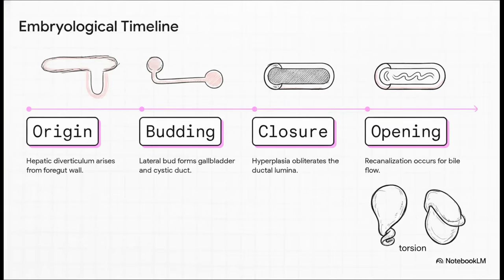It all starts when the hepatic diverticulum arises right from the ventral wall of the foregut. It elongates into a stalk, which forms the common bile duct. Then a lateral bud branches off, and that becomes the gallbladder and the cystic duct. During development, tissue hyperplasia actually completely obliterates the lumen of these tubes, and they must subsequently recanalize for bile to finally flow. Abnormalities occur along this exact timeline.